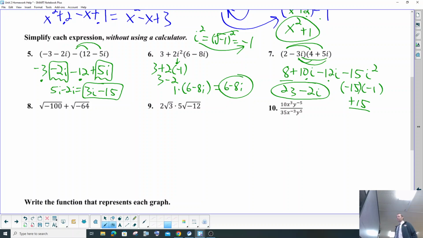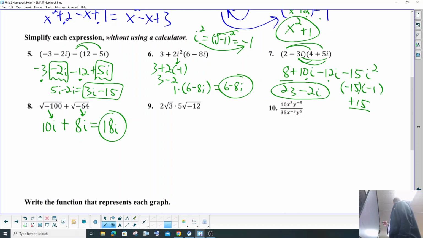Pause me. Try the next one on your own. Remember, these have to be separate, so you're adding them separately under the house. So the square root of negative 100. This one looks familiar. The square root of 100 is 10, and then the negative becomes an i, plus the square root of negative 64. The square root of 64 is 8, and the square root of a negative is i. And you add those together and you get 18i.